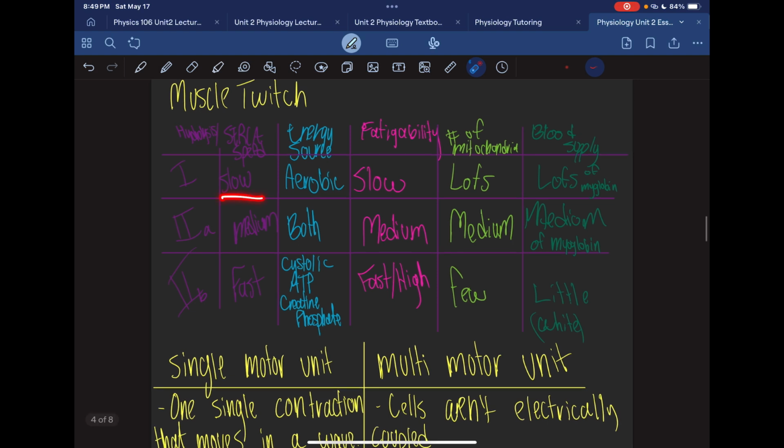So our SERCA speed is different between all 3, as you can see here: slow, medium, fast. Type 1A uses aerobic, while type 2A uses both. And then type 2B uses the anaerobic ones we were talking about. Then you can see the amount of mitochondria they use. It really makes sense that aerobic has lots of mitochondria because it's producing and uses a lot of ATP. But what's interesting about type 2B muscle twitch is it uses few, because we rely on these other resources right here to perform those things.